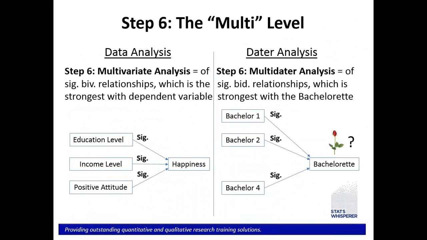It's pretty much the same thing with data analysis. Step 6, multivariate analysis, examines, of the variables that have significant one-on-one relationships with happiness, education level, income level, and positive attitude, which has the strongest impact upon happiness, right? So that's the strongest relationship between the dependent variable and the predictor. Just like you have the strongest relationship between the Bachelorette and one of those bachelors.